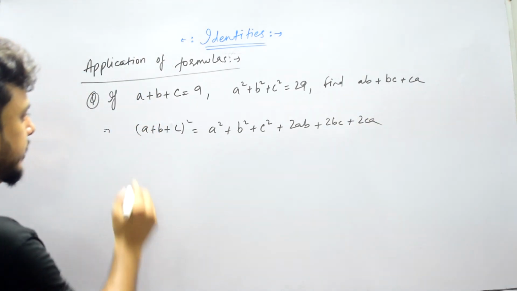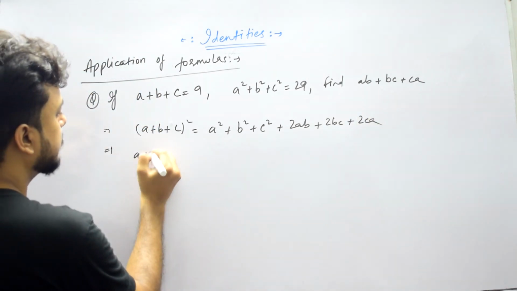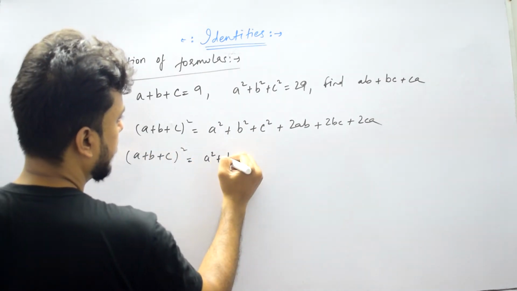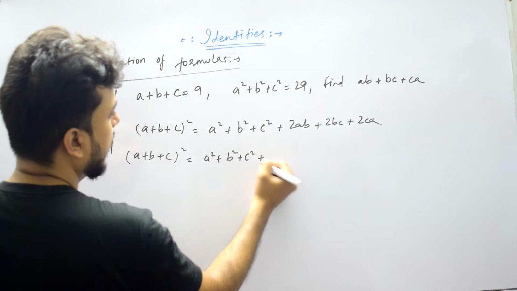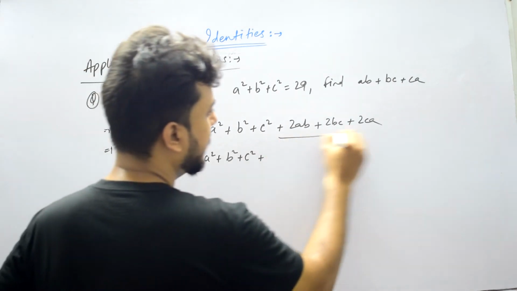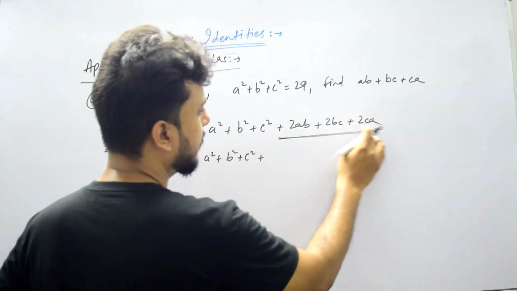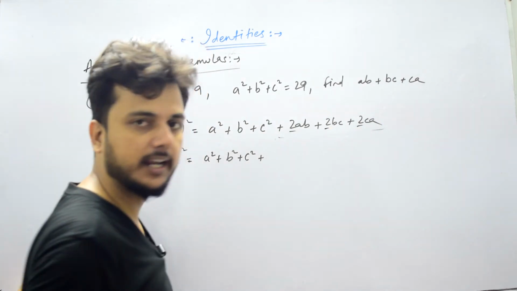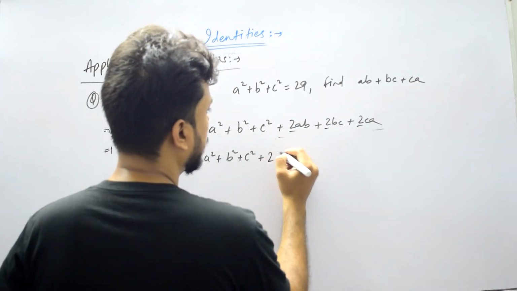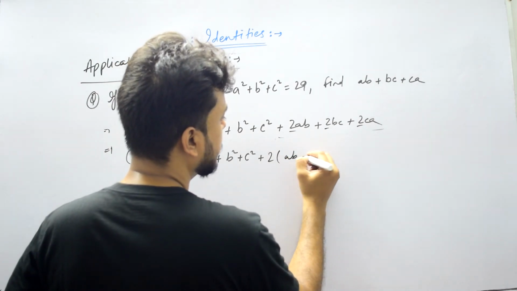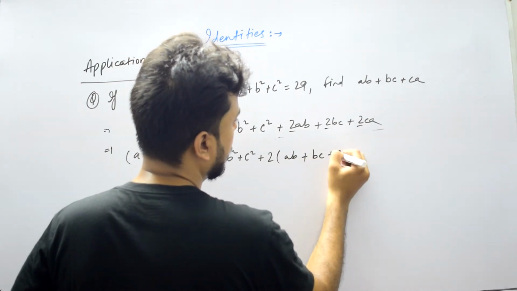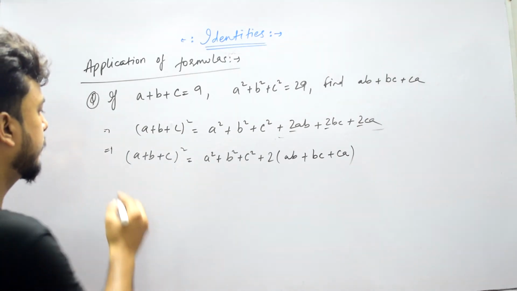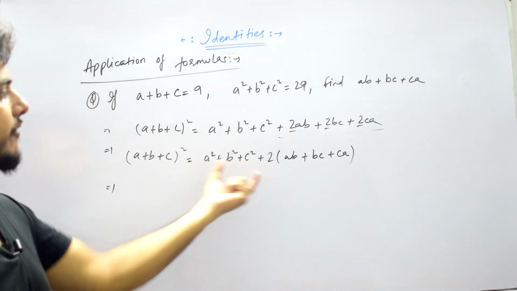Okay, so what we will do in this formula, (a + b + c)² = a² + b² + c² + 2(ab + bc + ca). Now you can see that from these three terms we can take out 2 common, because 2 is common in each and every term. So let us take out 2 common and it becomes ab + bc + ca. Okay, understood? Now we will put all the values of whatever things are given here.